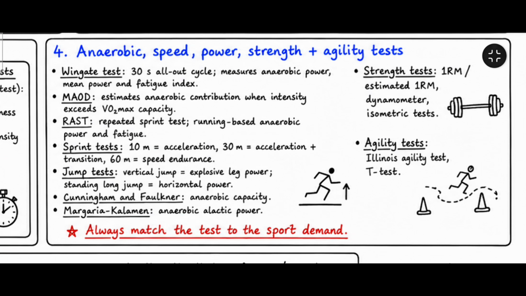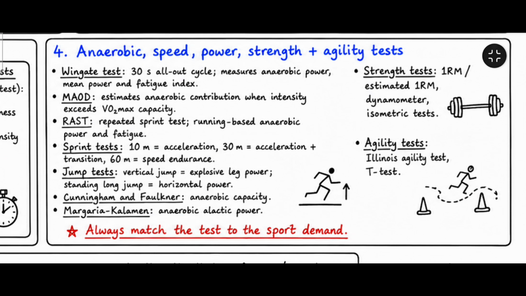Next, we have jump tests. The vertical jump test is measuring explosive leg power. Standing long jump test is measuring horizontal power. Next, we have Cunningham and Faulkner test. This is a treadmill test at a fixed high speed or incline until exhaustion. And this measures anaerobic capacity, often used to assess high intensity tolerance.